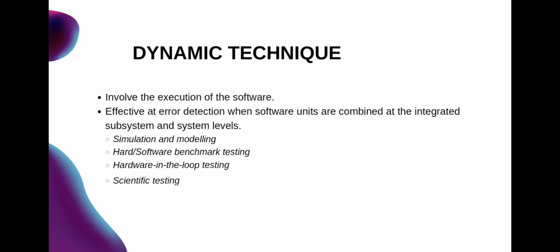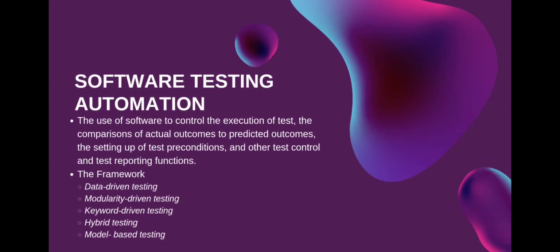Okay, moving on to dynamic technique. It involves the execution of the software. It is very effective at the error detection when software units are combined at the integrated subsystem and system level. The techniques utilize simulation and modeling, hard or software benchmark testing, hardware in-the-loop testing, and also scientific testing.